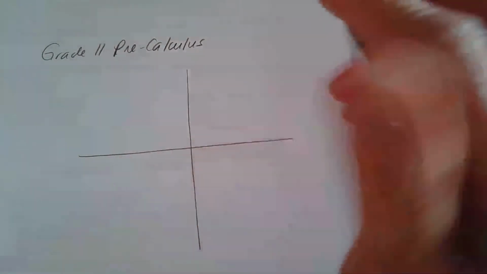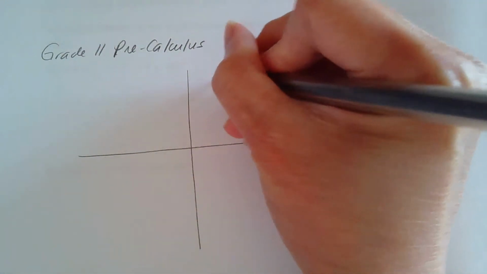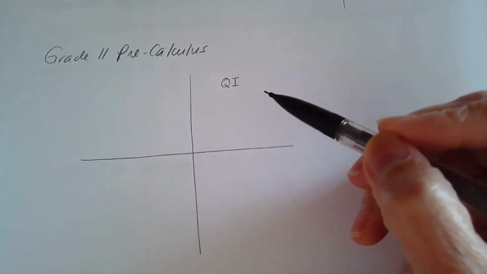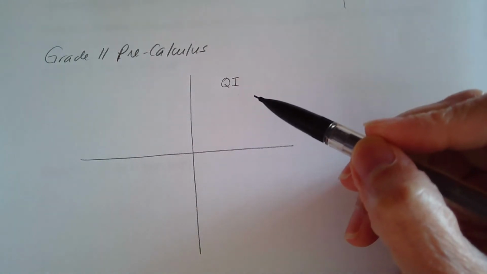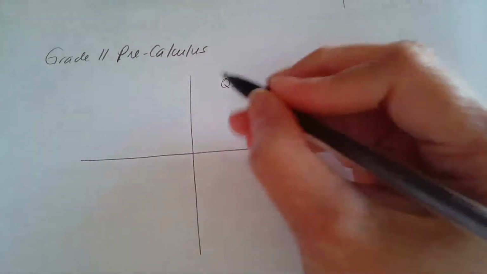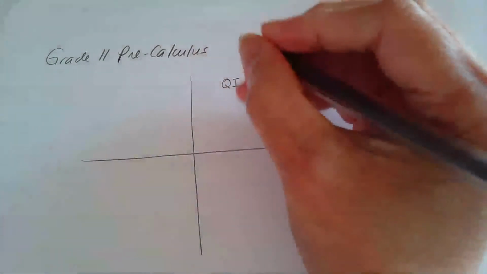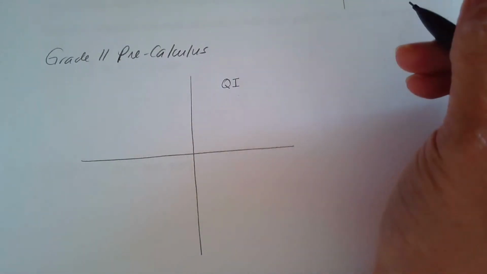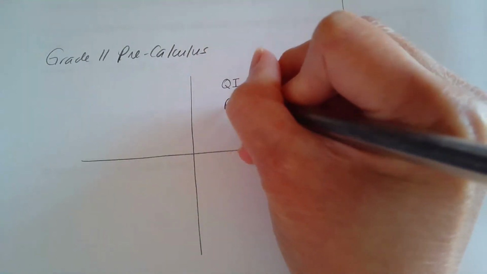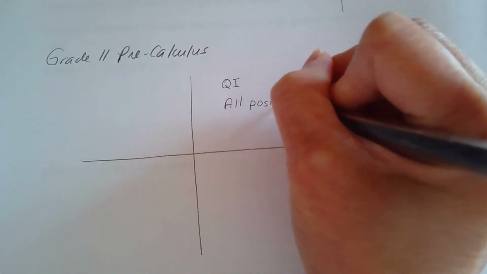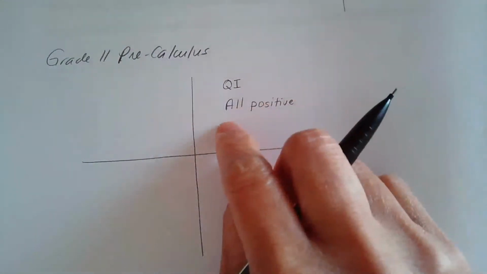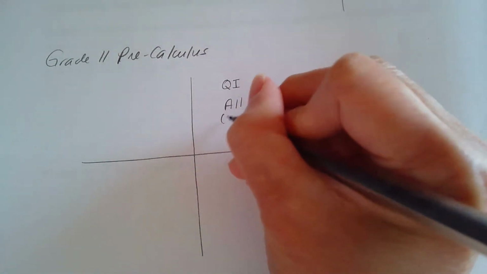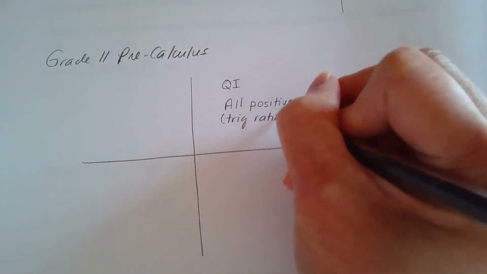So these are the 4 quadrants. In quadrant 1, we're talking about the sine, cosine, and tangent of these things. In quadrant 1, sine, cosine, and tangent are all positive. And when we say all positive, we're talking about all the trig ratios being positive.